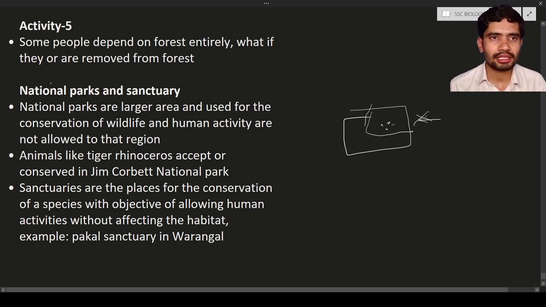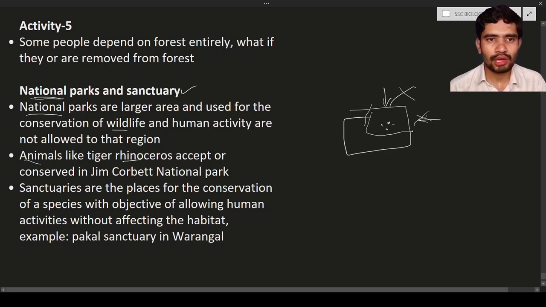Next is another topic, national parks and sanctuaries. We know that national parks and sanctuaries are used for the conservation of wildlife. What is the difference between them? National parks are large areas used for the conservation of wildlife, and no human beings enter. Even grazing animals like cows and buffaloes will not enter the national parks. Only animals like tigers and rhinoceros live in the national park.